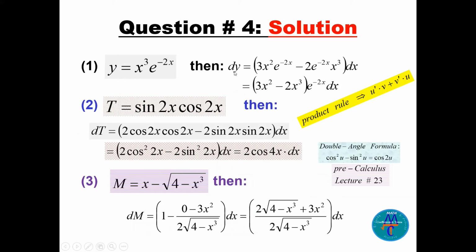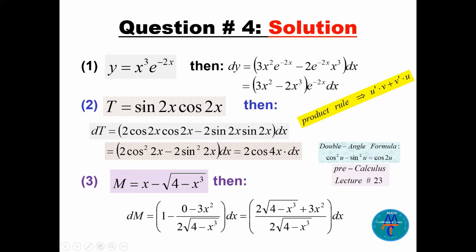So we need dy, the derivative here, times dx. You can take e to the power minus 2x as a common factor. Now here t is the function sine of 2x cosine of 2x. Let's find dt. This is also a product, sine of 2x cosine of 2x. Use the same rule here.